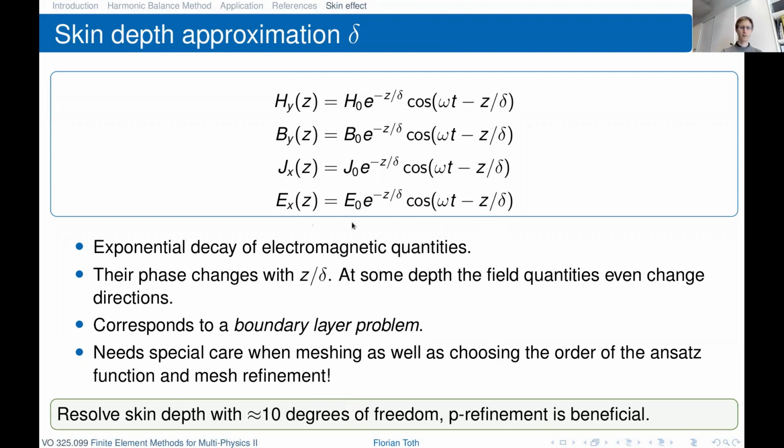And this is actually very similar to a boundary layer, or this is a boundary layer problem. And therefore, we need to take special care when we mesh our finite element model and also choose the ansatz functions. Just as a guideline, we should resolve the skin depth with approximately 10 degrees of freedom. And as this is an exponential decay, which is smooth, p refinement, so refining the order of the ansatz functions by increasing it, will be beneficial.